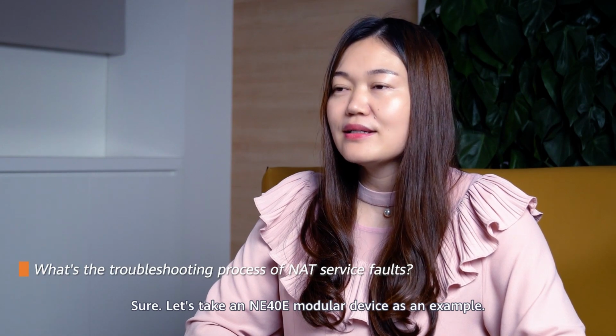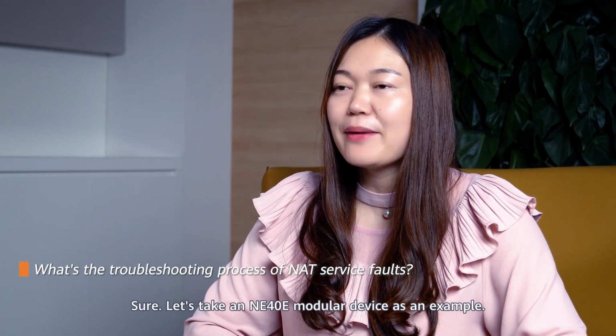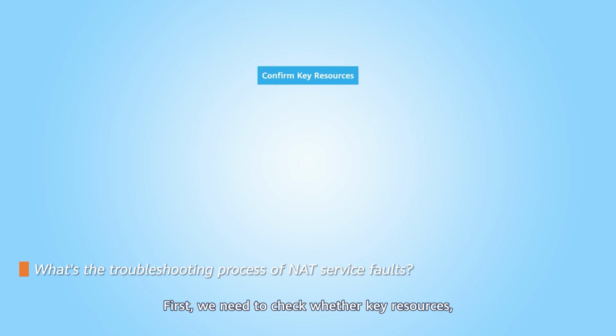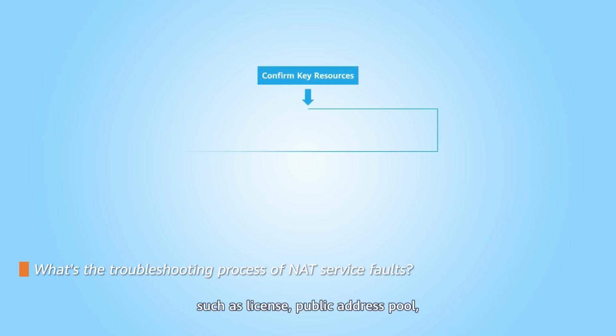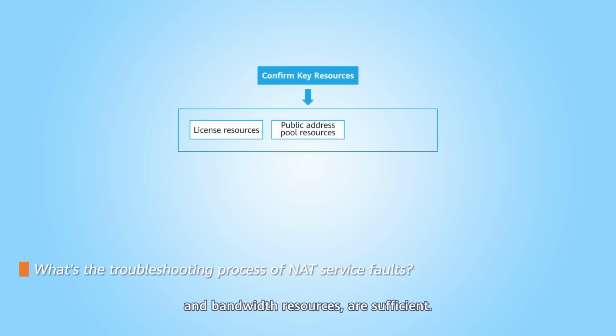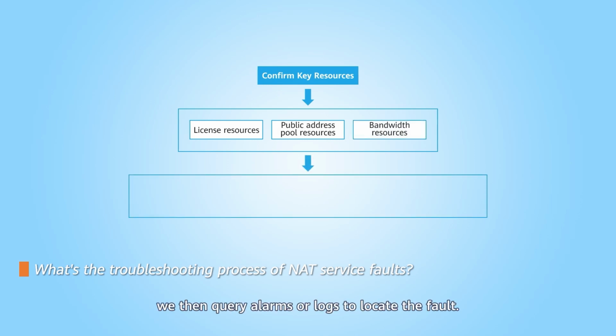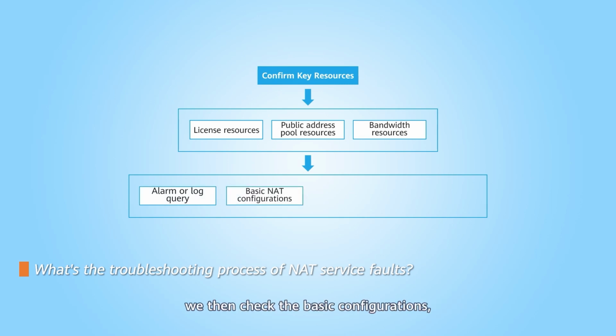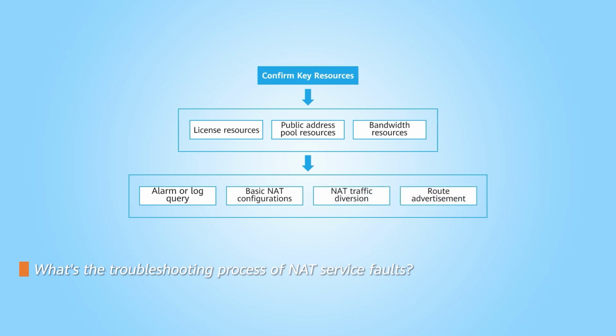Talk us through the overall troubleshooting process if a NAT service fault occurs. Sure. Let's take an NE40E modular device as an example. First, we need to check whether key resources such as license, public address pool, and bandwidth resources are sufficient. If these are all sufficient, we then query alarms or logs to locate the fault. If the alarms and logs are all correct, we then check the basic configurations, including traffic diversion and route advertisement.